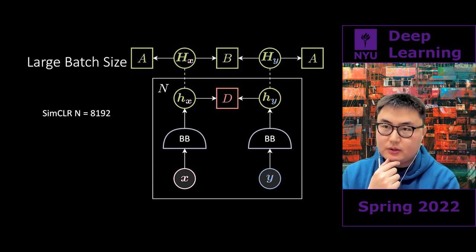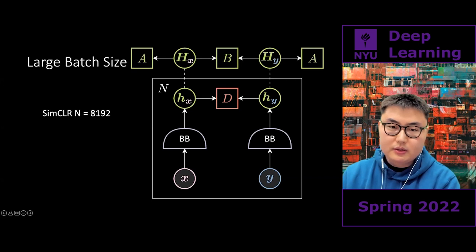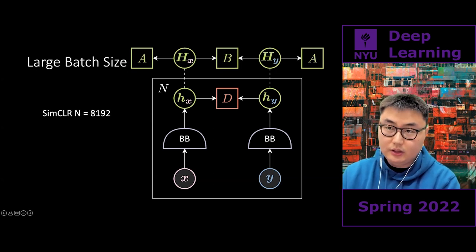The difference between SimCLR and MoCo is how we deal with this large batch size. What SimCLR did is brute-force increase the batch size. Actually, the batch size they use in the paper is about 8,200. So that's huge. At that time for supervised learning, the common batch size was 256 or 128. So if your batch size is 8,000, that's really large.